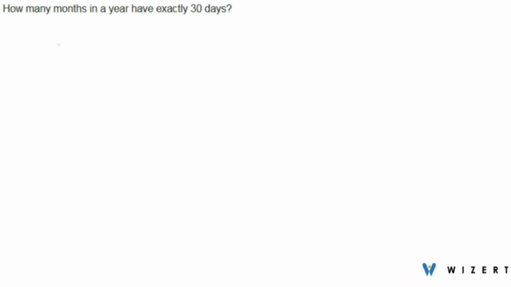We have January month which has 31 days, February which has 28 or 29 depending on whether or not it's a leap year. So, March has 31 days, then comes April which has 30 days, May has 31, June has 30 days, July and August have 31 days. September has 30 days. October has 31 days. And then comes November, which has 30 days again.